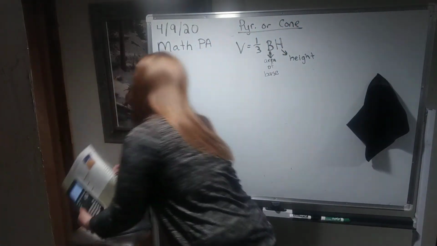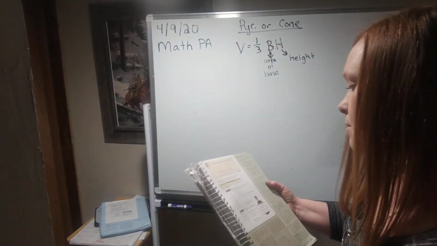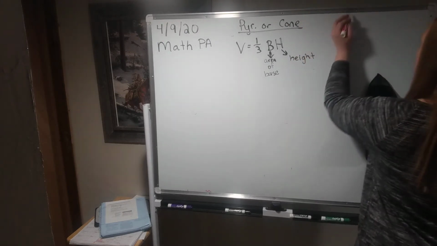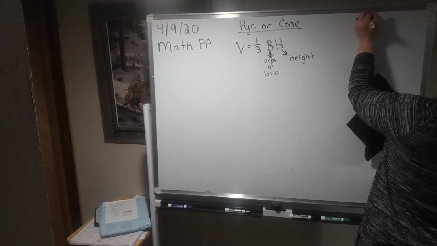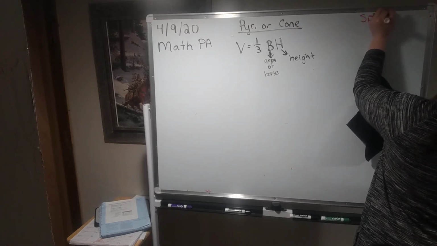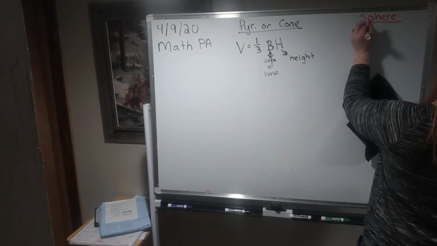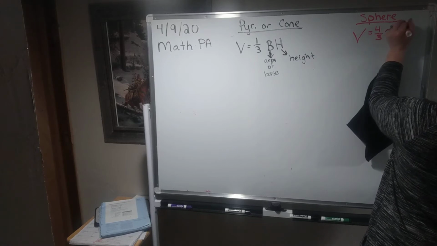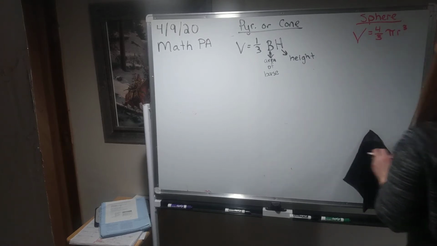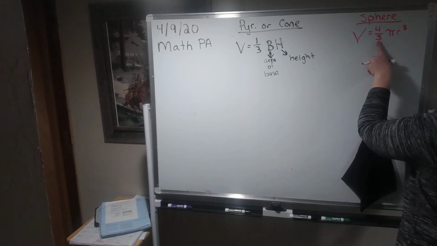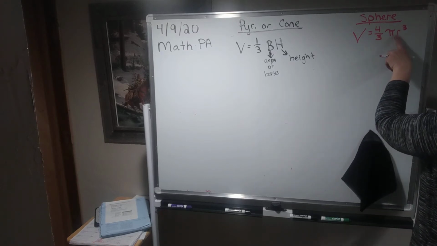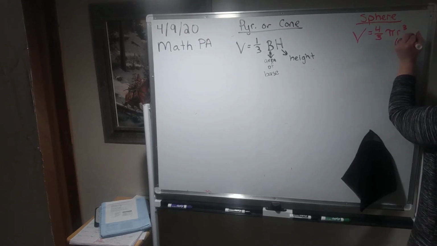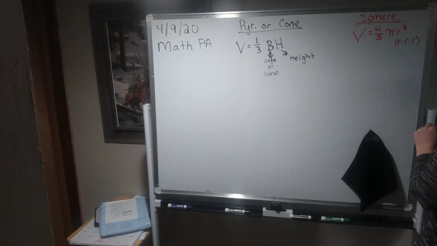Let's keep moving on. So next is the formula for the volume of a sphere. The volume equals 4/3 pi r cubed. Okay, so we're taking 4/3 times pi times the radius cubed. So what does that mean? It means the radius times the radius times the radius.